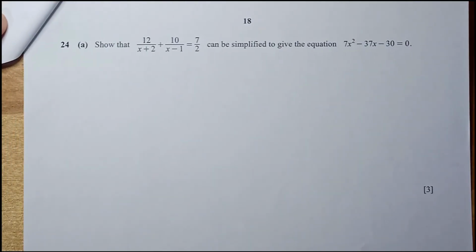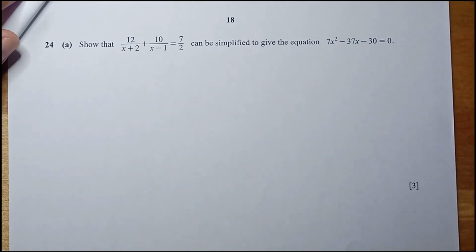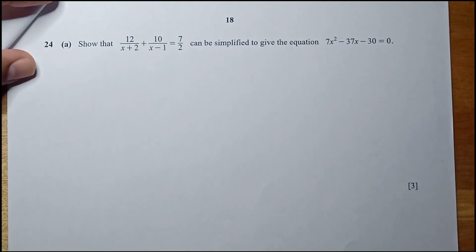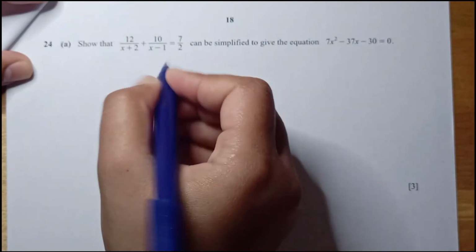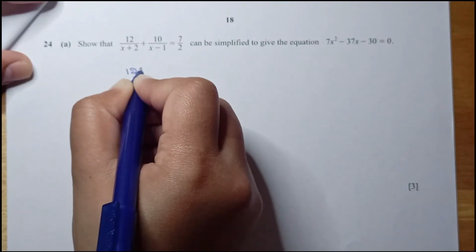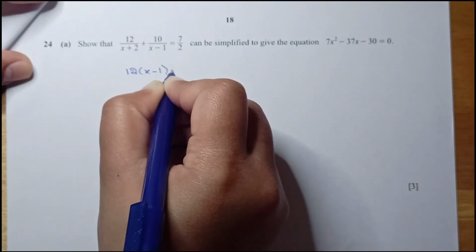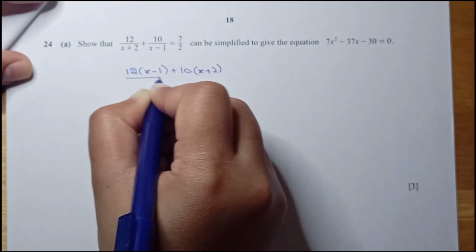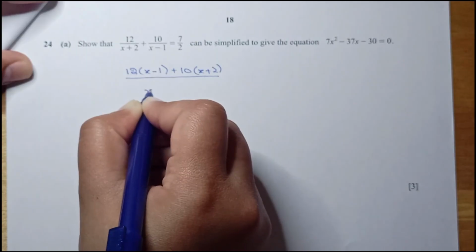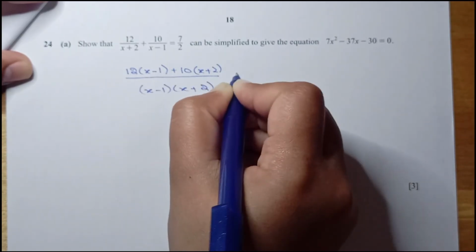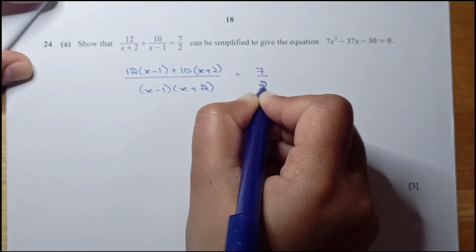Now for question number 24, in part A, show that this can be simplified to the given equation. Okay, so let me simplify all the steps. First we need to take the LCM by cross multiplication. So 12 is going to multiply with x minus 1, and 10 is going to multiply with x plus 2, and dividing by x minus 1 into x plus 2, this would be equal to 7 by 2, right?